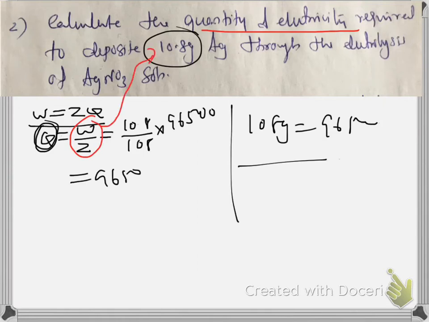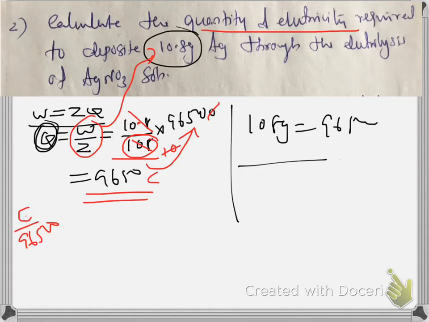W is 10.8 divided by Z. What is Z? E by 96500. Then E: as far as silver is concerned, atomic mass and equivalent weight are equal since its valence is 1, that is 108, divided by 96500, then this number will come to the numerator. On solving it, it will become 10 here, 10 and this 0 cancel, and 9650 coulomb is the answer. 9650 coulomb is required to deposit 10.8 gram of silver.